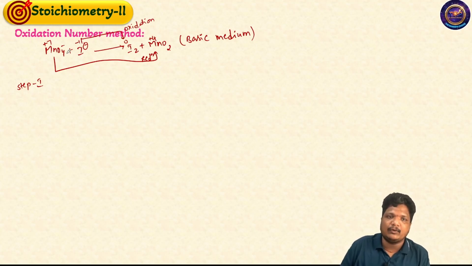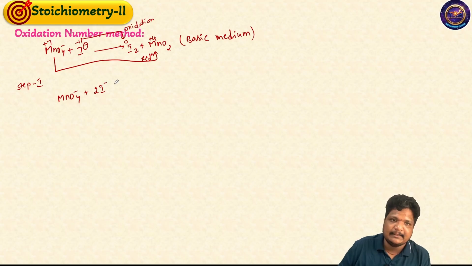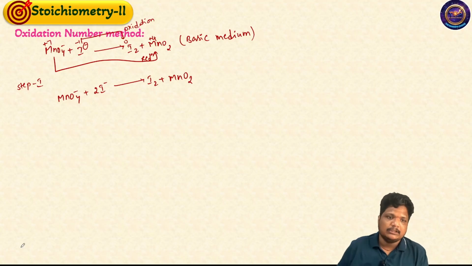So here you have to balance other than oxygen and hydrogen. Here manganese and 1 manganese. Here iodine, so we have 2 iodines, and here we have only 1 iodine. So now I can write the balanced equation, where iodines are balanced in the first step. MnO4 minus plus 2I minus gives rise to I2 plus MnO2. So this is the first step.